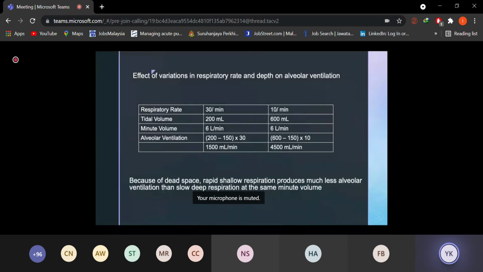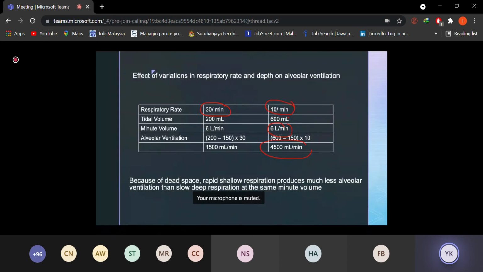This is the effect of variation in the respiratory rate on the alveolar ventilation. For example, your respiratory rate is 30 per minute in one case and 10 per minute in the other. You will get a 6 liter minute volume, and what you get in the alveolar ventilation is 4.2 liters.